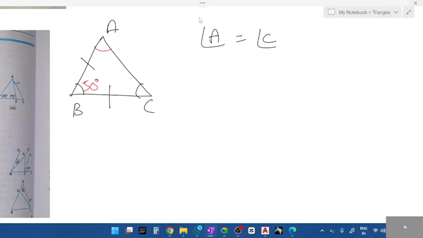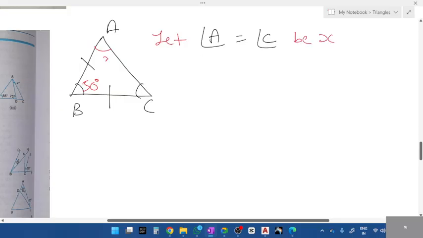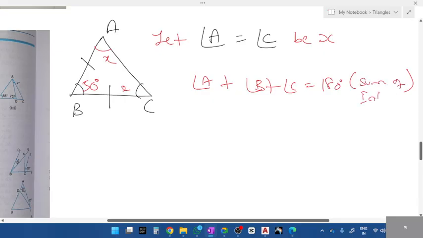One angle will be given. If unknown values are not given, you have to take angle A equal to angle ACB, let it be X. Then apply the formula: angle A plus angle B plus angle C is equal to 180 degrees. In brackets you have to write: sum of interior angles of a triangle.